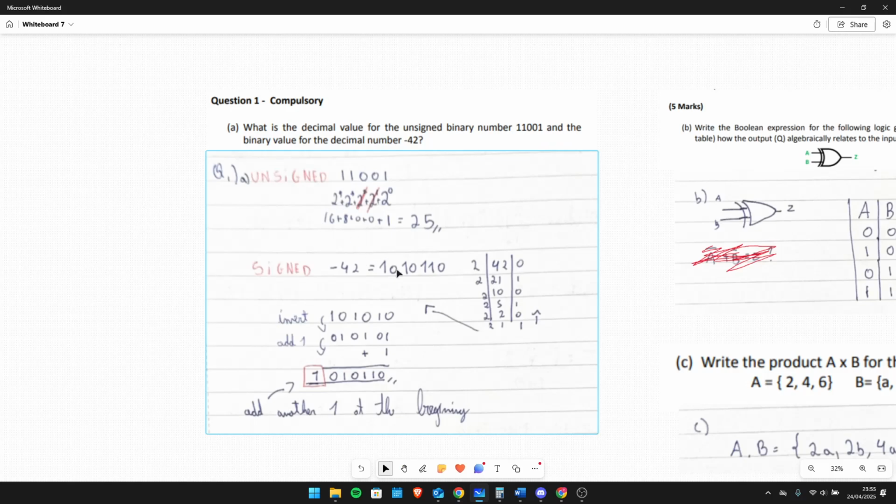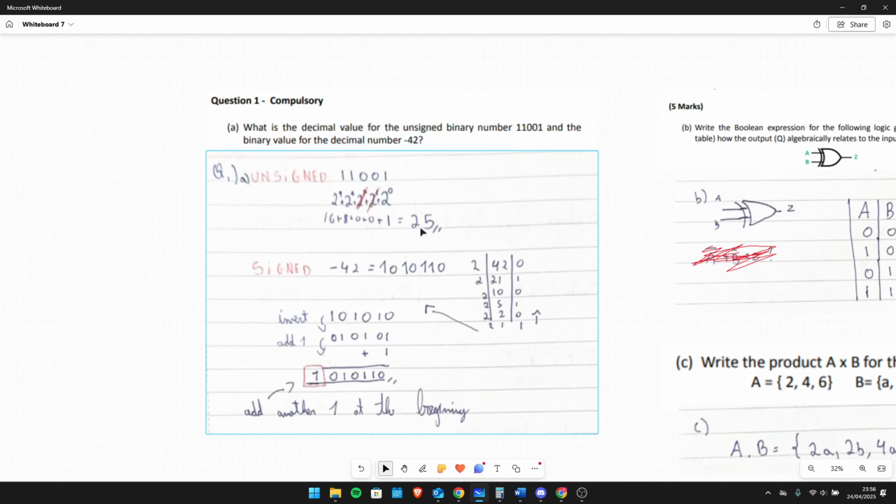It's for the signed. For the unsigned, put the binary number, like 11001. Just convert starting from 2 to the power of 0, and then go on, erase the ones that are 0, and add them all together. There you go, you have 25. This is only for the unsigned.